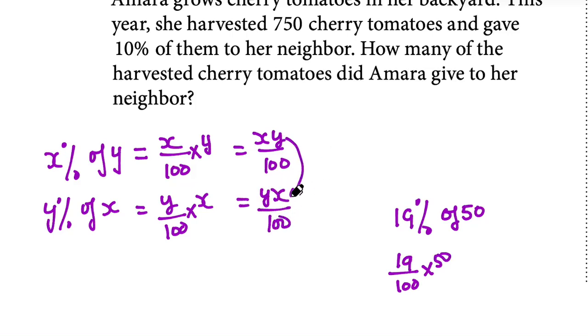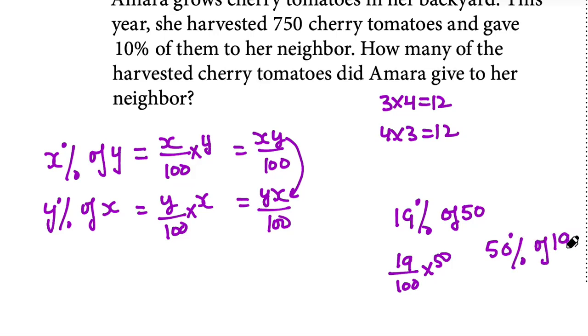Now, don't you think these numerators are equal? For example, multiplication is commutative. That means if you multiply 3 times 4 or you multiply 4 times 3, in both cases it's going to be 12, right? So we can use it as a wonderful pattern or concept here. So 19% of 50 can be replaced with 50% of 19. And what is 50% of anything? Half of it. So that is 19 by 2.